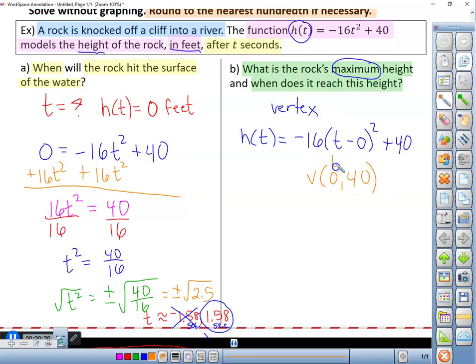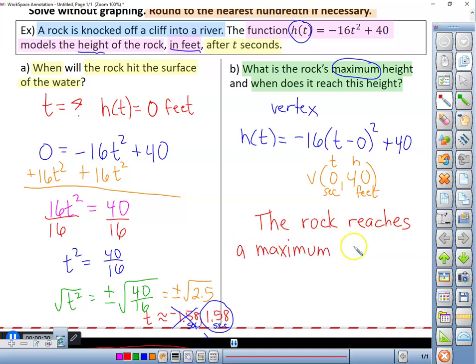And 0, this is our t value, so this is our time in seconds. And 40 is our height value, so this is our height in feet. And it's actually our max height because it's the vertex. So that's all we need, and we can answer the question. So the rock reaches, I'm putting them both together into one sentence here, so I'm wording it so my sentence makes sense. So the rock reaches a maximum height of 40 feet. There was no rounding there, so we don't need "about."